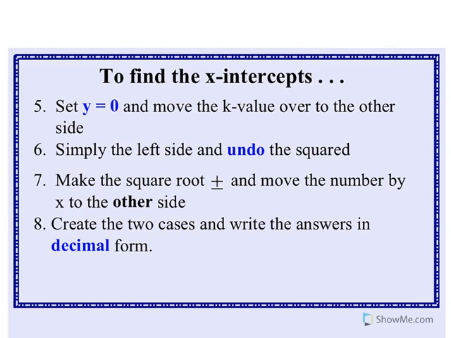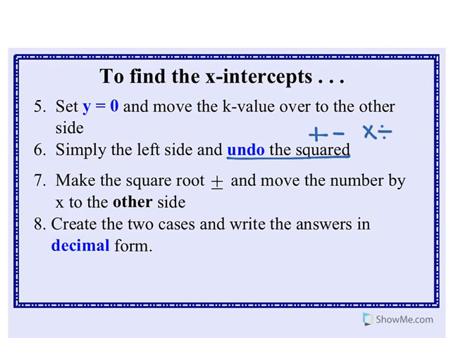Once we have done that, step 5 says we set it equal to 0. This is what we practiced in 10.2, where we set the factors equal to 0. Now in step 6, something's going to happen where we're going to have to undo a square. What I need you to think about when we talk about undoing the square is that the opposite of adding is subtracting, the opposite of multiplying is dividing.